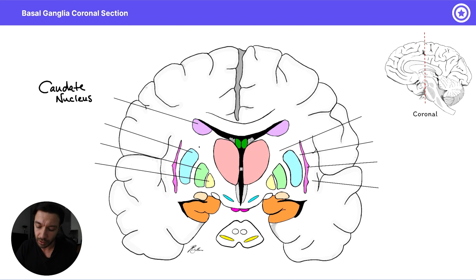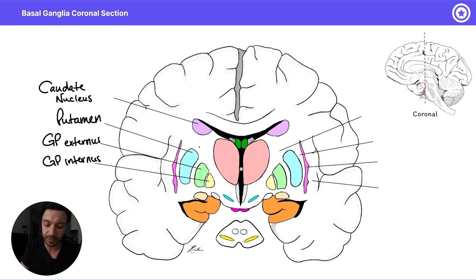You can also see the caudate nucleus and the putamen are in the same plane. That's why they're sometimes referred to as the striatum together. So we'll label our putamen. And sitting medial to the putamen, we have our globus pallidus externus and our globus pallidus internus.